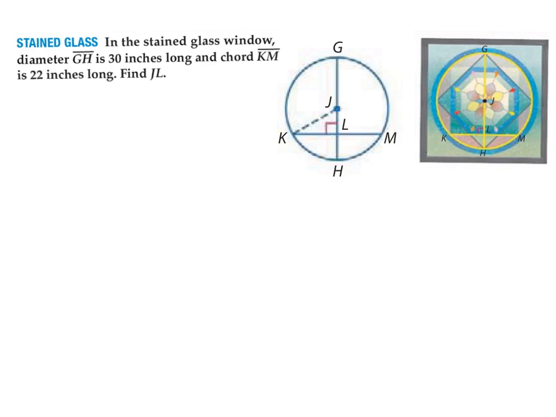In the stained glass window, diameter GH is 30 inches long, and chord KM is 22 inches long. Find the length of JL. So JL is right here, that's what we're looking for.